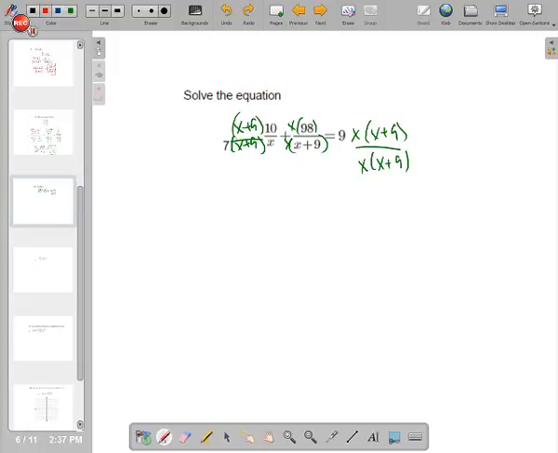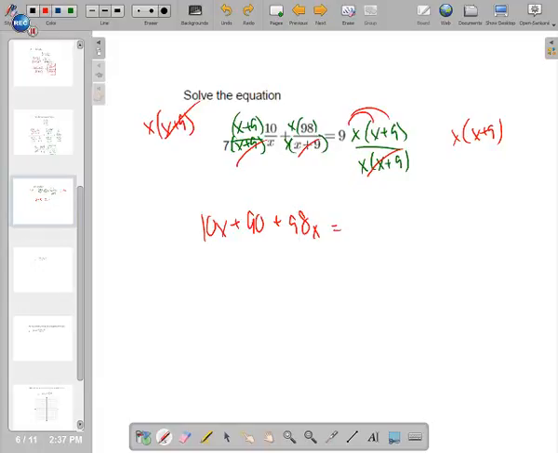So that now that everything is over the same denominator, I can basically say, look, if I multiply both sides by x plus 9, the denominators all go away, and I just have the numerators to deal with. So 10x plus 90 plus 98x equals 9x squared plus 81x. If you get the same denominator for all parts of the problem, then you can ignore the denominator.